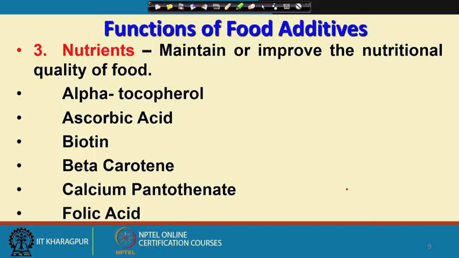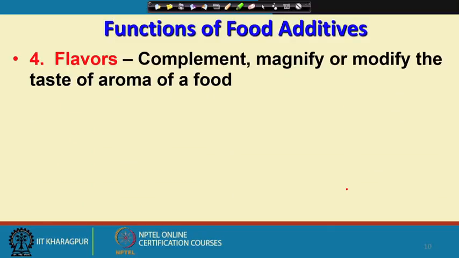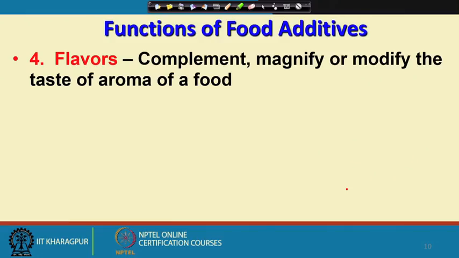So, the fourth function of the additive can be that it can act as a flavor aiding or flavor improving material, right.